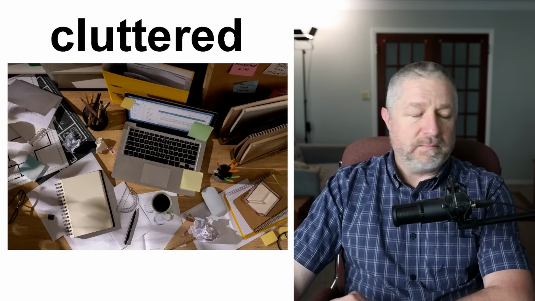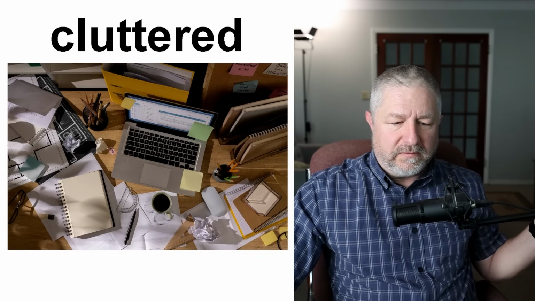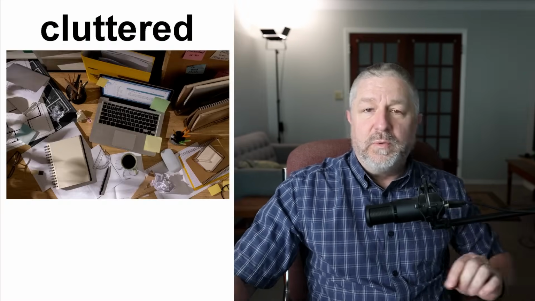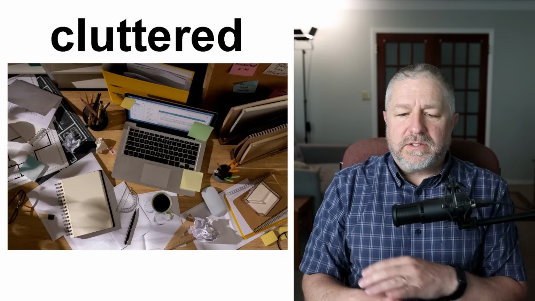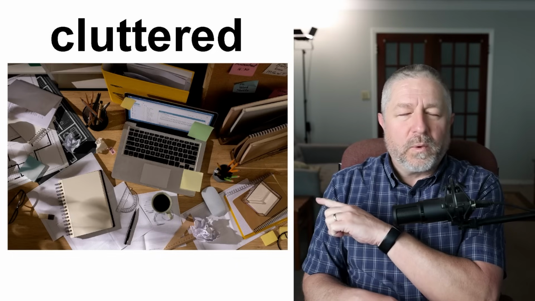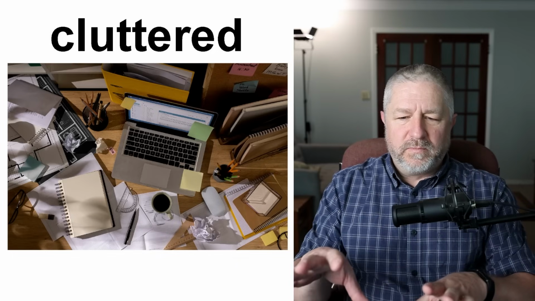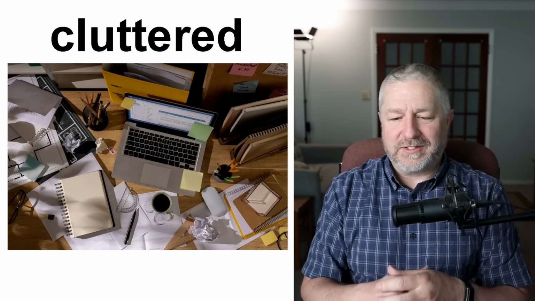Cluttered. My desk over there is a little bit cluttered. It's not too bad. Let me give you a bigger view of that. No display. It's a little dark over there, isn't it? It's a little bit cluttered. It's not too bad though. When we describe something as cluttered, it means there's just a whole lot of stuff there and it's not organized. It's not in a nice, orderly fashion where you can find the things that you need.